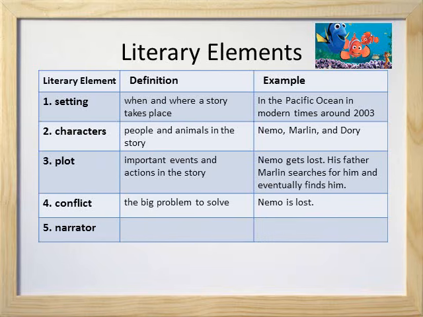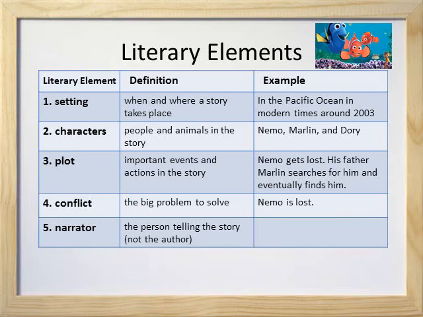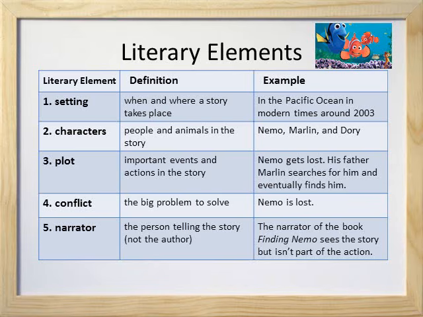Number 5 is narrator. The narrator is the person telling the story. Remember that the narrator is not the same as the author. The author creates a narrator to tell the story to readers. Most movies don't have a narrator. Books do have a narrator. The narrator of the book Finding Nemo sees the story but isn't part of the action. The movie Finding Nemo doesn't have a narrator.